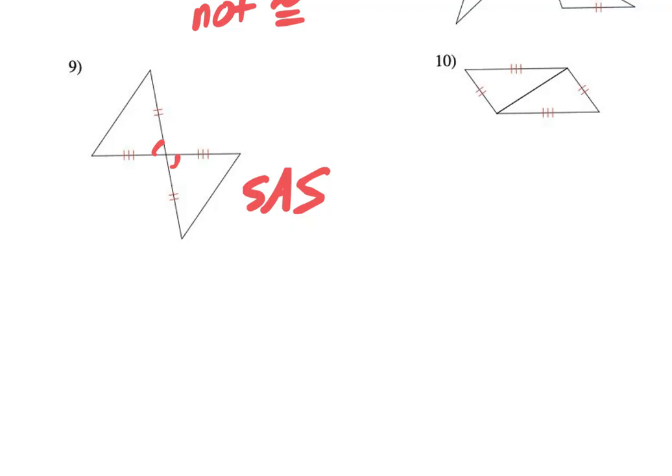Okay, number 10, what piece of information is not marked? Okay, and what do we call that? Reflexive property, right? So this piece is congruent to itself. The two triangles share that side. And so this would be another side, side, side. Okay? Any questions on any of those 10?